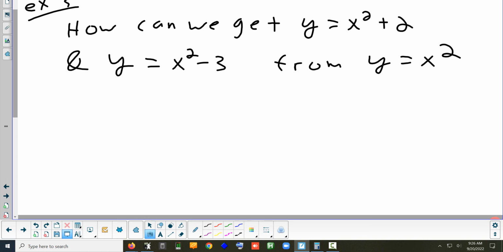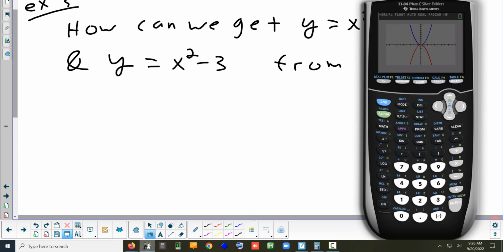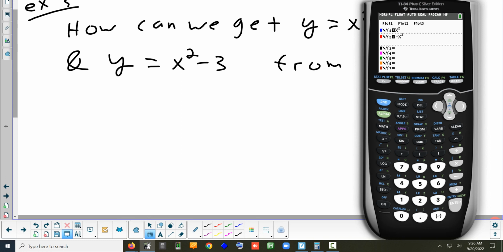Which way do you think up will be? When you add a number or subtract? Add? Okay, let's try it. So we could do y equals x squared, and then do x squared plus 2. So there's your original. Let's see what the plus 2 does.